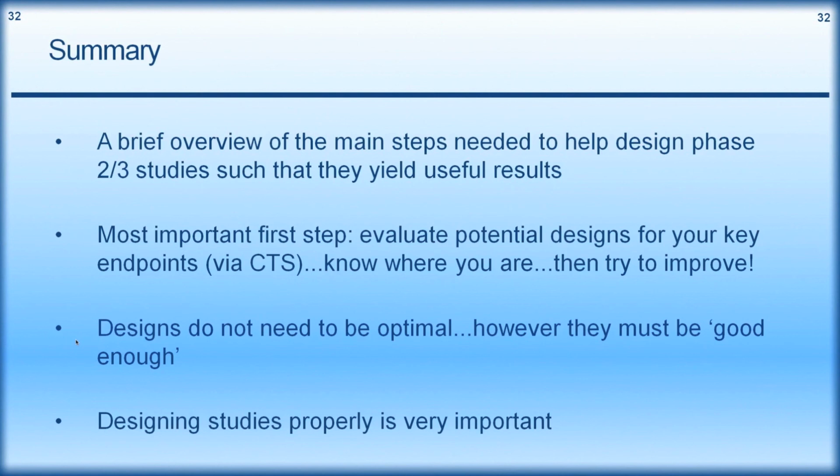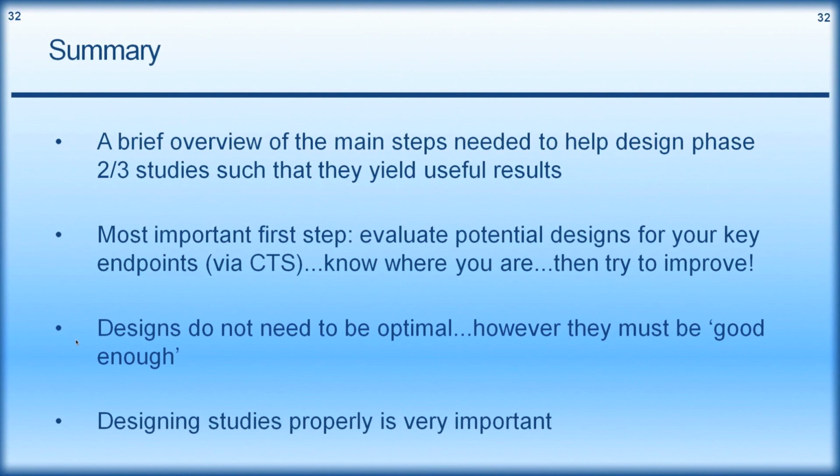So as a summary, I hope I've given a brief overview of the main steps needed to help design Phase 2 and Phase 3 studies such that they yield useful results. We know that we can always apply the models to the data set, but if the results from those models are so uncertain as to not be useful, then the design is really flawed. I think the most important first step is to evaluate potential designs for your key endpoints via clinical trial simulation. So if you know where you are, then you can try to improve the design to see if you can do better.